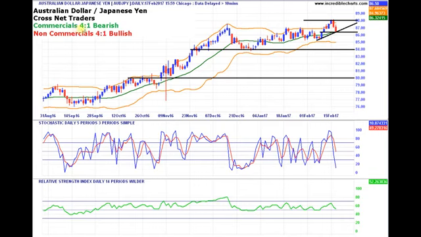Commercials, they hold 4 times as many short positions in this pair as long positions, so clearly bearish AUD JPY. Non-commercials, the exact opposite, 4 times as many long positions as shorts, so obviously bullish. Both groups have added on this move up. And now if we just look at the chart, we're saying 88 was a good level of resistance on the monthly chart, and you obviously got a double top here, fall down to about 86.40.